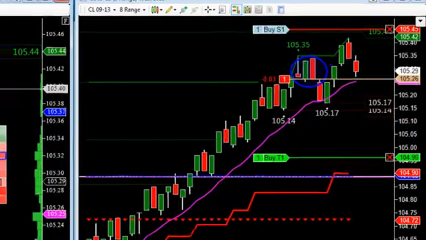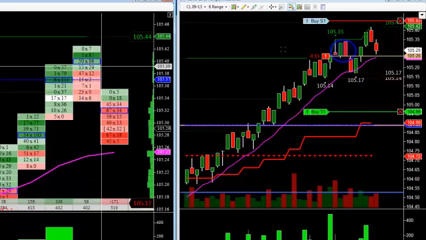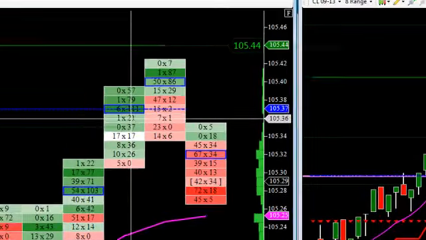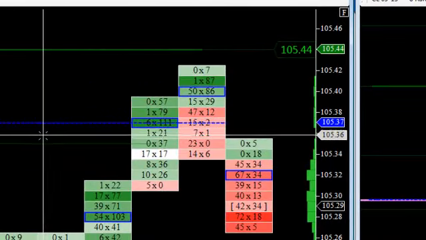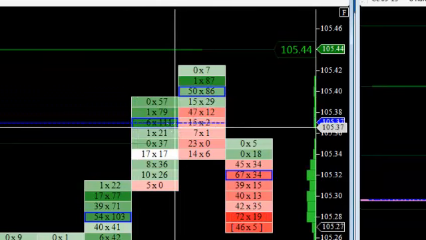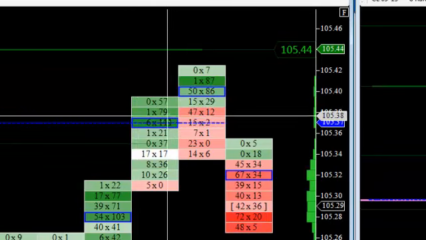It moved up. It made a double. It tested the high. I want to see some stops hit when it tests that. Well, as soon as it went one, two ticks above, it hit the stops. 111 aggressive buy orders went through the market right there.